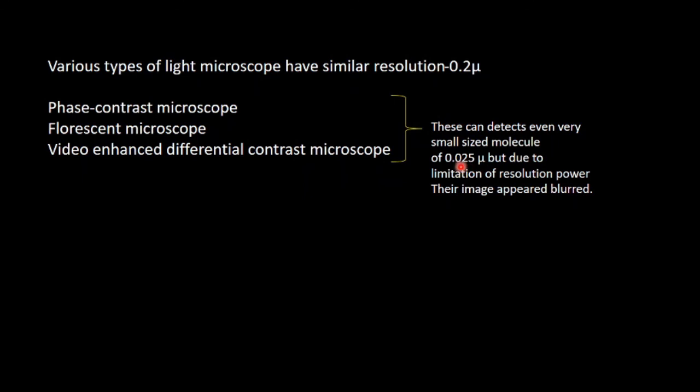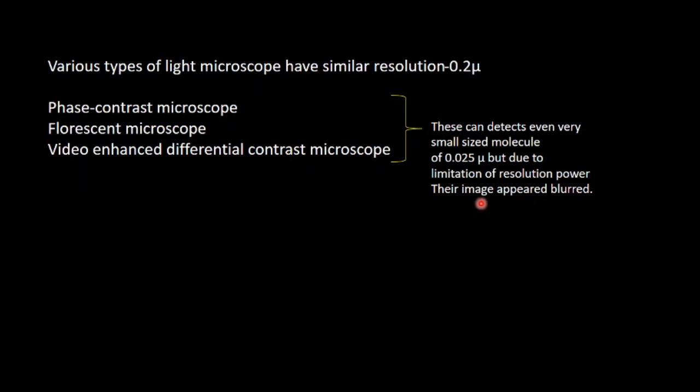However, this enhancement does not overcome the theoretical limit of resolution of the light microscope, which is approximately 0.2 micrometer. Thus, although video enhancement allows the visualization of microtubules, the microtubules appear as a blurred image due to the limiting factor of the resolution power of the microscope. This phenomenon is known as detection. So we can detect very small molecules, of very small diameter, but we cannot resolve them in light microscopy. This is the limiting factor of light microscopy.